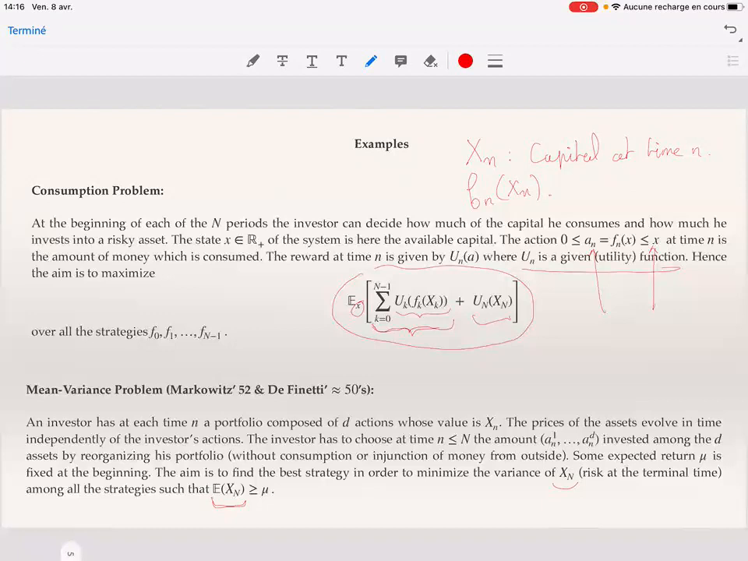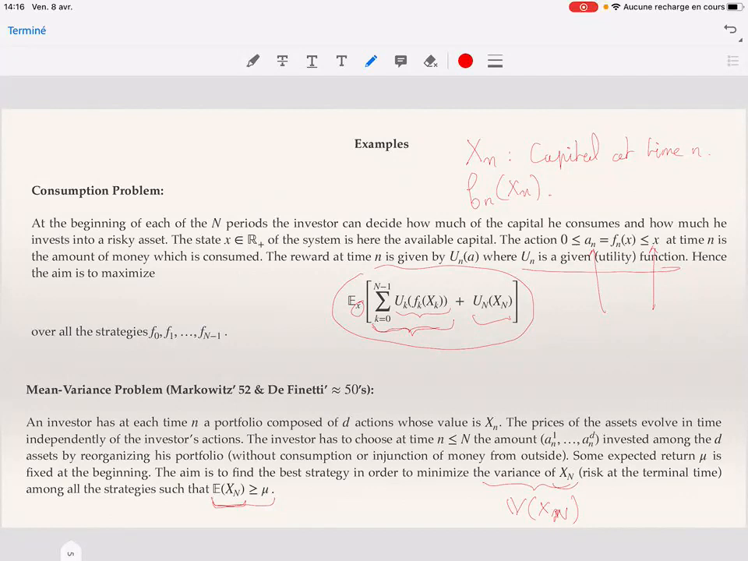So he wants to find the best strategy such that in average you will get some money which is bigger than a threshold, mu. But in order to reduce the risk, you want to minimize the variance of Xn, because the variance represents the risk, the fluctuations around the mean. Okay, so it is good to say that you want to maximize the expectation of Xn, but maybe this expectation will be large, but also with a big variance. So it means that there is some risk that you will lose a lot of money.